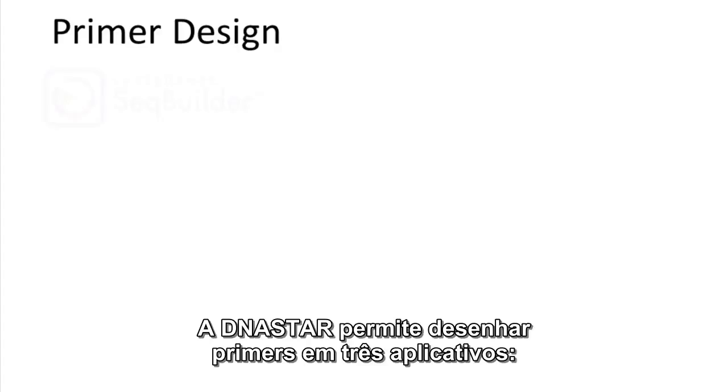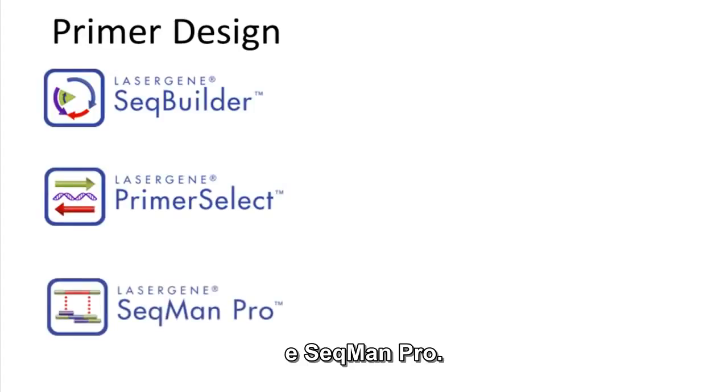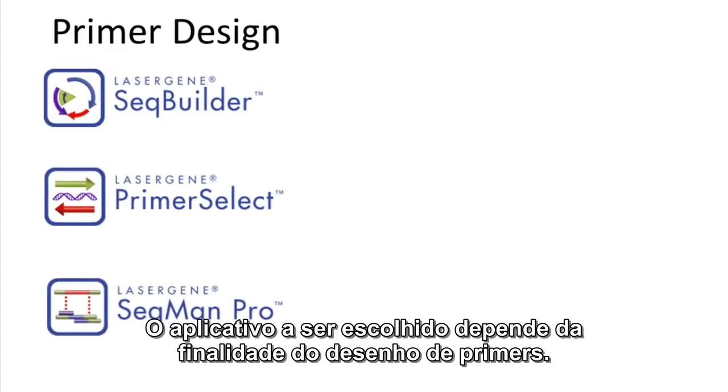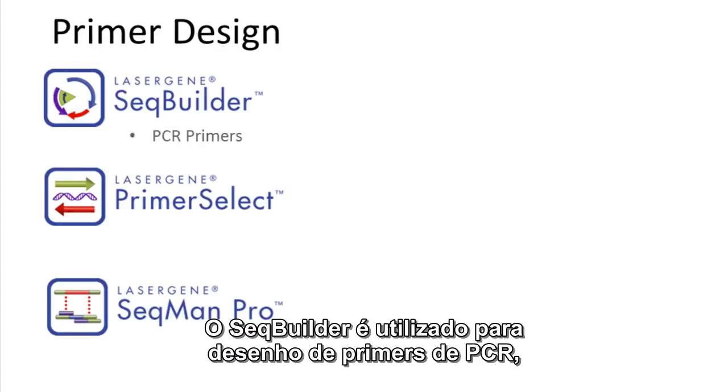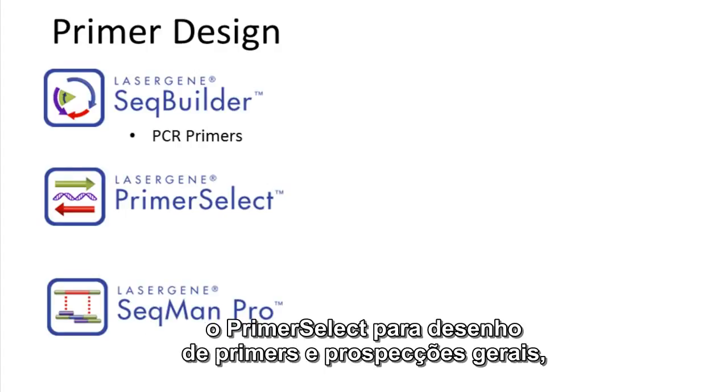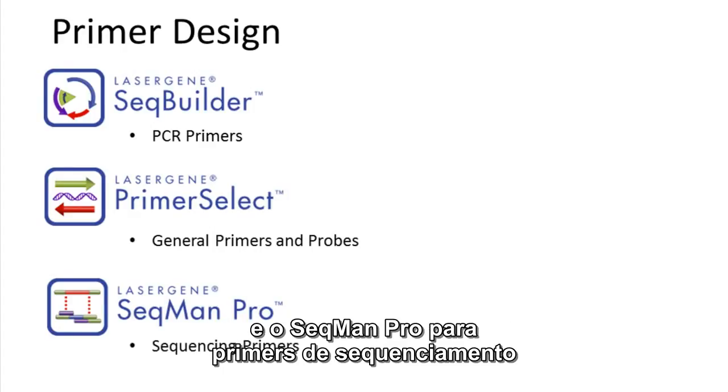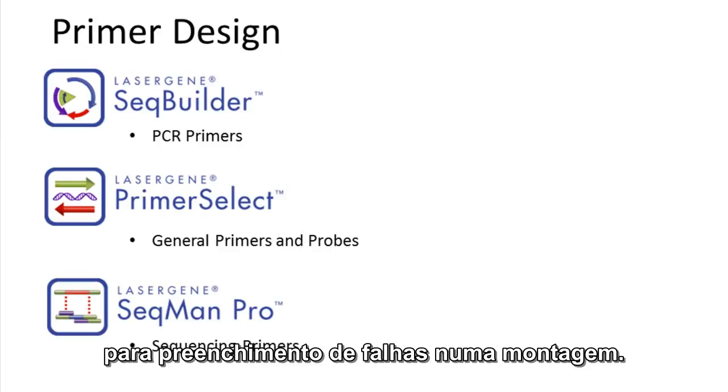DNASTAR allows you to design primers in 3 applications: SeqBuilder, Primer Select, and SeqMan Pro. Which application you choose depends on your primer design goals. SeqBuilder is used for PCR primer design, Primer Select for general primer and probe design, and SeqMan Pro for sequencing primers to fill in gaps in an assembly.